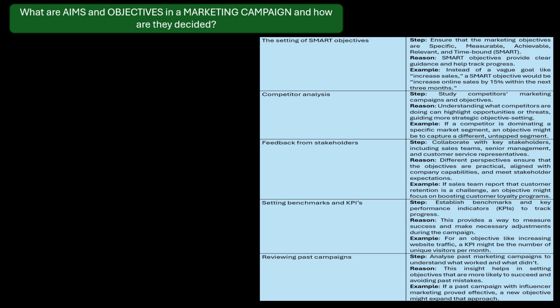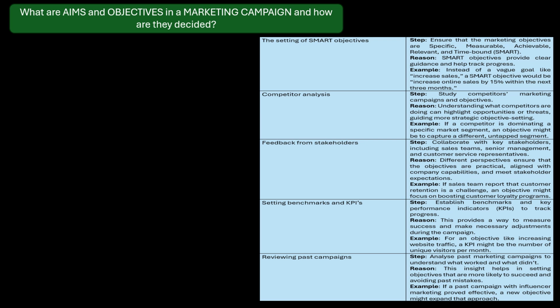Feedback from stakeholders is also another factor. Collaborate with key stakeholders, including sales teams, senior management, and customer services representatives. If you're just about to launch a marketing campaign, it would be good to get feedback from other stakeholders who might have an interest in the business, in the marketing campaign, to see what they think. Different perspectives ensure that objectives are practical, aligned with the company's capabilities. You don't want the marketing department going off on their own without paying consideration perhaps to other departments within the business. This just helps to ensure that the marketing campaign is going to be successful.